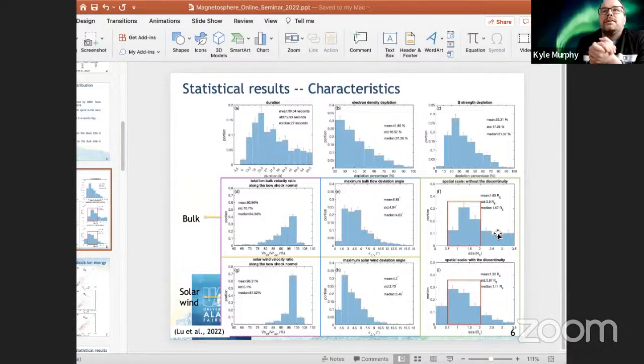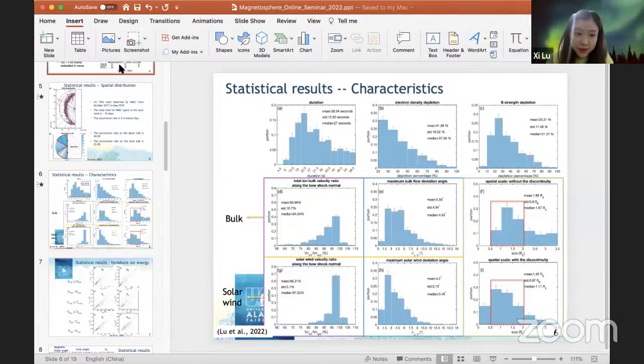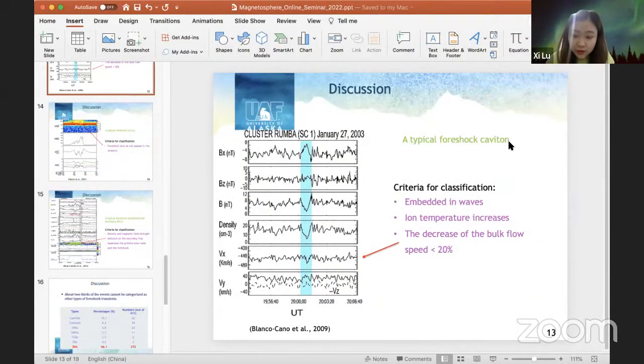Excellent, thanks. So Krishna asks, are these density holes associated with any kind of plasma waves? For some of our events, we do find them embedded in waves, because based on our criteria here, we still allowed events embedded in waves. And they are not like some typical cavitons, because for cavitons there's no significant temperature increase. But for our events, with my separation criteria here, we still say there's some ion temperature increase inside our density holes. I think that's a difference.